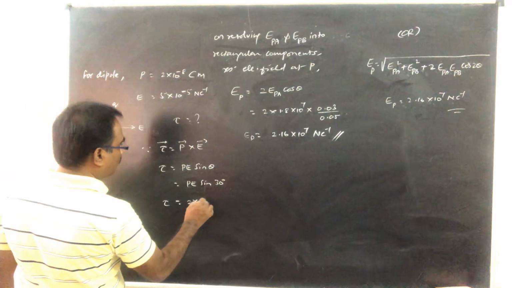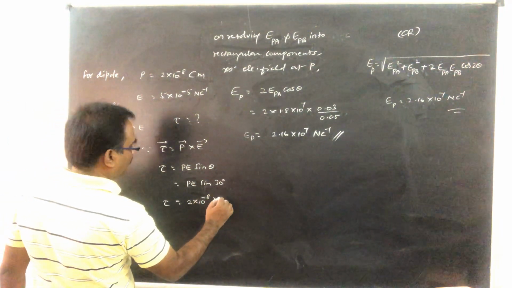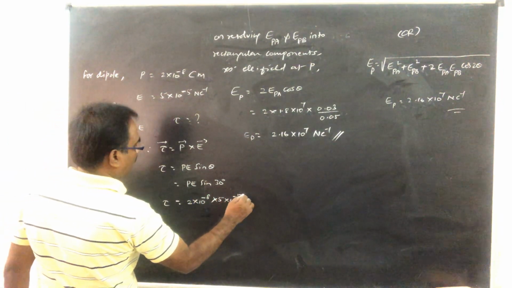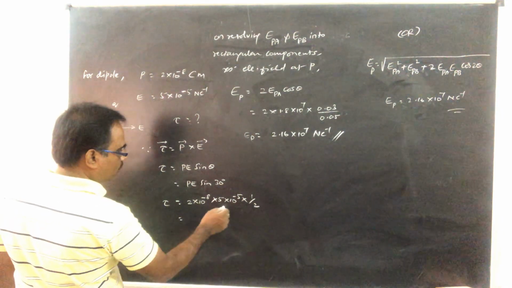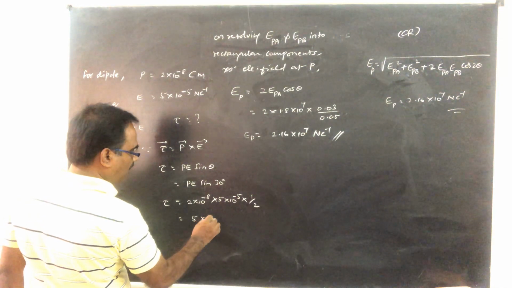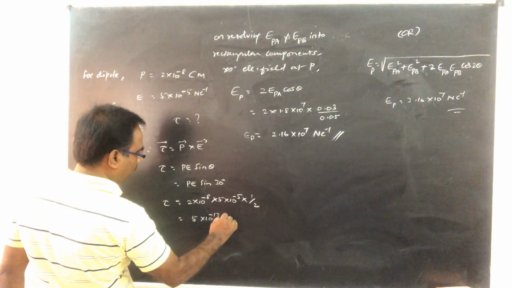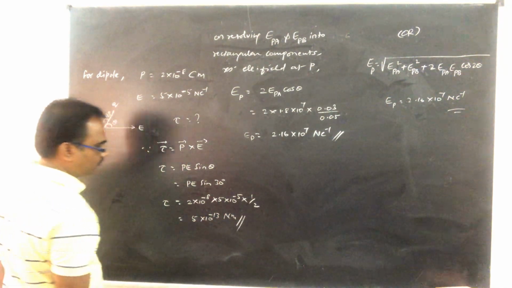So you substitute for this P, E and sin 30, thereby you will get this tau. So 2 into 10 to the power of minus 8, 5 into 10 to the power of minus 5, sin 30 is 1 by 2. Therefore this tau comes to be 5 into 10 to the power of minus 13 Newton meter. That is the answer.